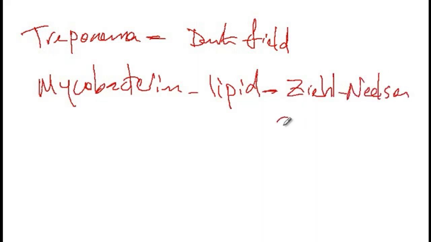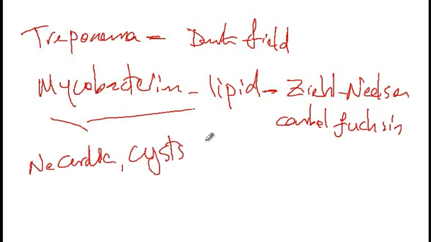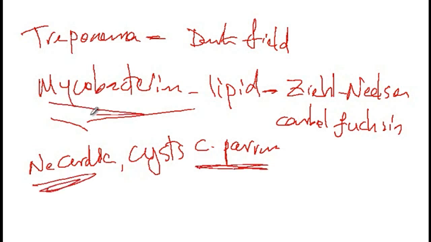Ziehl-Neelsen carbol fuchsin stain to stain the acid-fast organisms. As a reminder, acid-fast organisms include Mycobacteria, Nocardia, as well as the cysts of Cryptosporidium parvum, which is a common cause of diarrhea in HIV patients. So cysts of Cryptosporidium parvum, Nocardia, and Mycobacterium stain positive with the acid-fast stain.